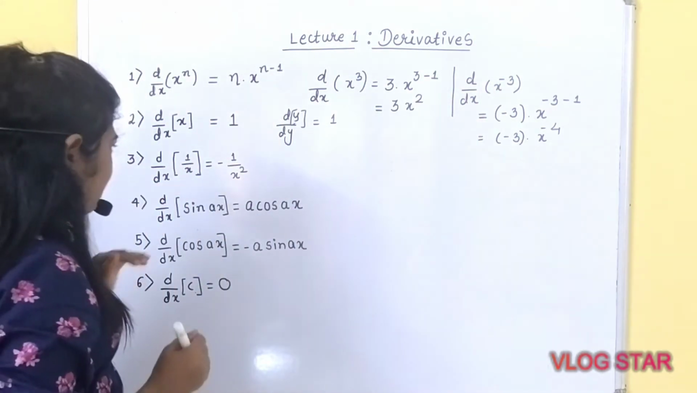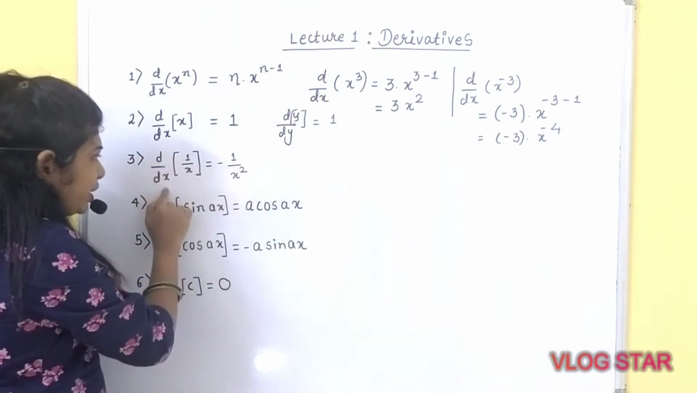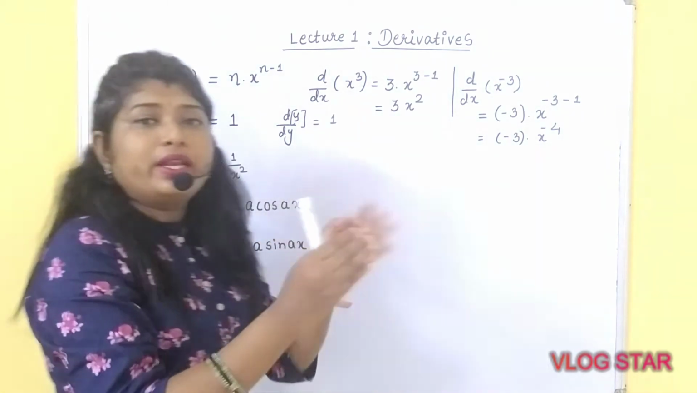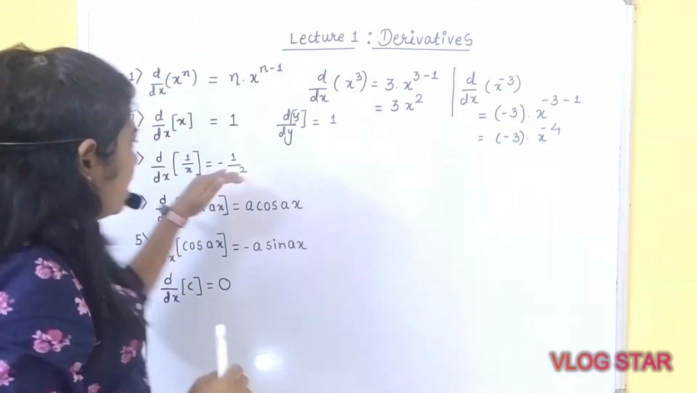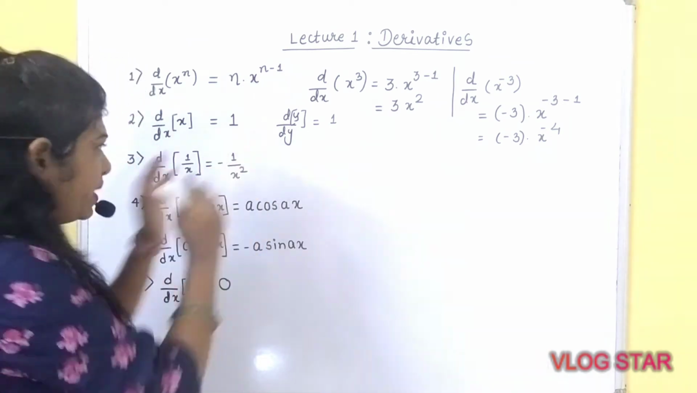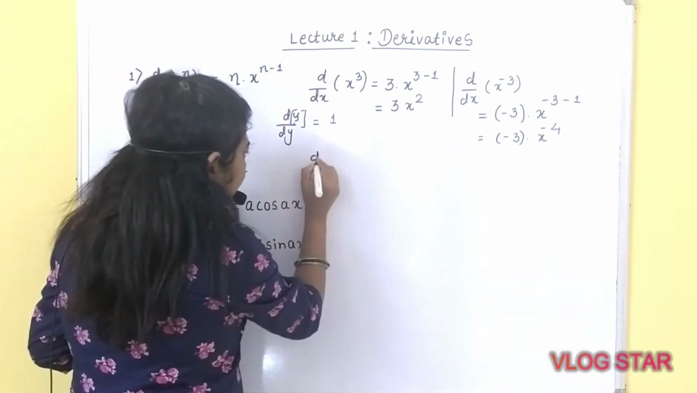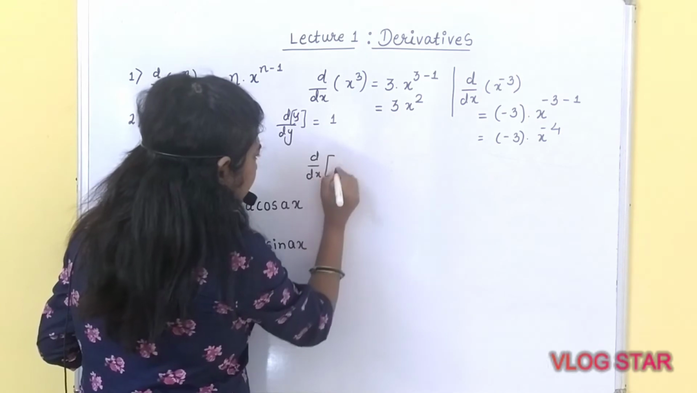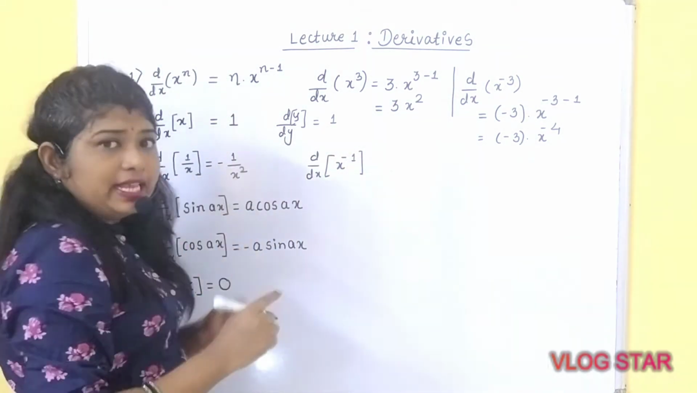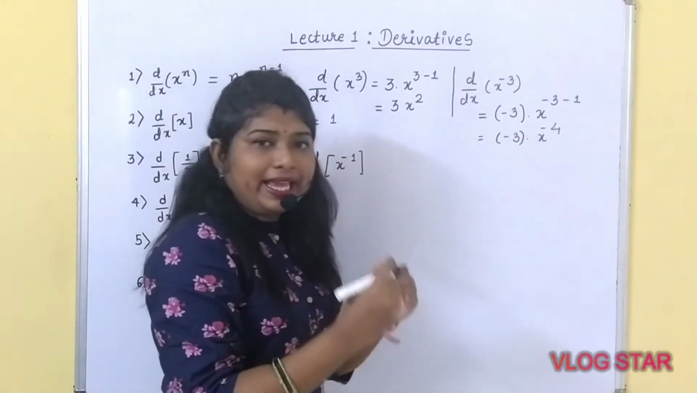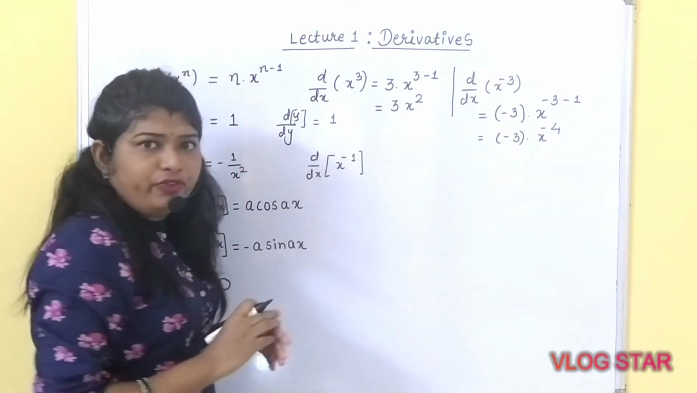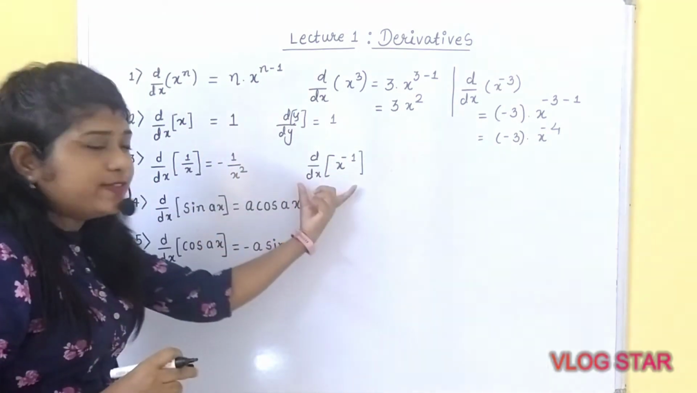Coming to the third formula, what is given? The derivative of 1 upon x is equal to minus 1 upon x square. Please pay attention here. Can I write the given question in this format? 1 upon x is nothing but x raised to minus 1. Now if you observe carefully, you can apply the first formula.